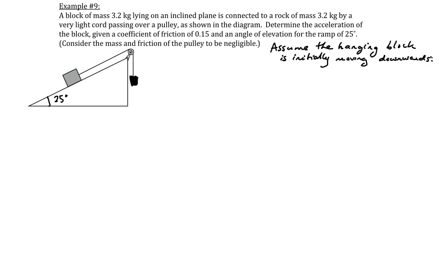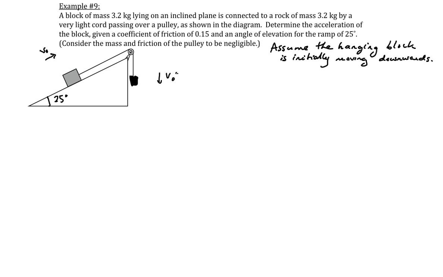Otherwise, you would get two different answers, because if the system was initially in the opposite direction, where the hanging block was moving upwards, then the friction would be in the opposite direction and be going up the inclined plane. And we would get two possible answers. So we'll look for one answer and say that the system is moving along in this direction initially. That's the initial velocity of the system. This is going down.